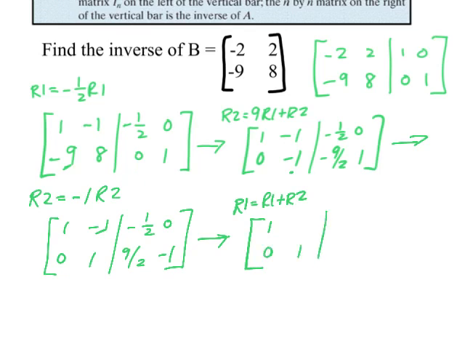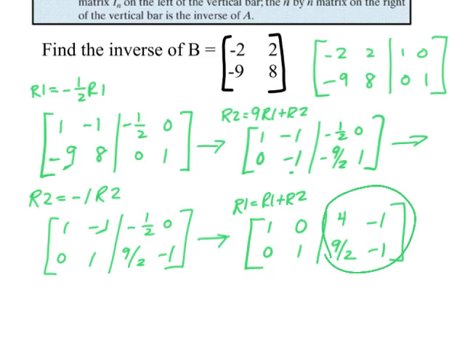The bottom row is done because we're not changing row 2. And when you add 1 to negative 1, you get a 0. 9 halves minus 1 half is 8 halves, which is 4. And negative 1 plus 0 is negative 1. That is the inverse of A.